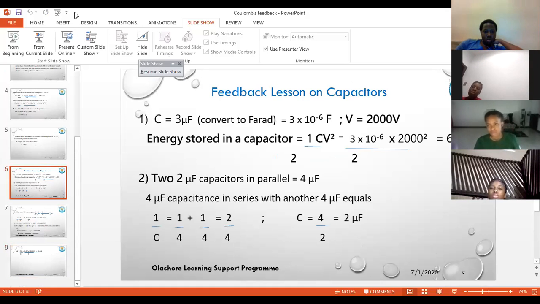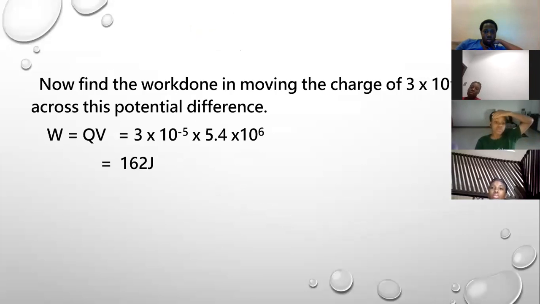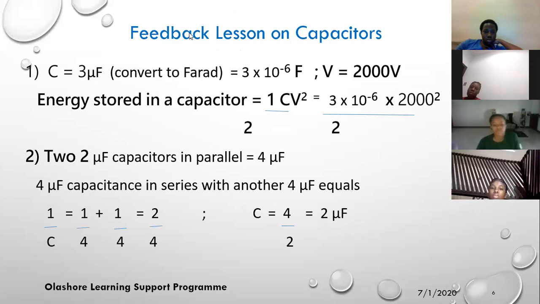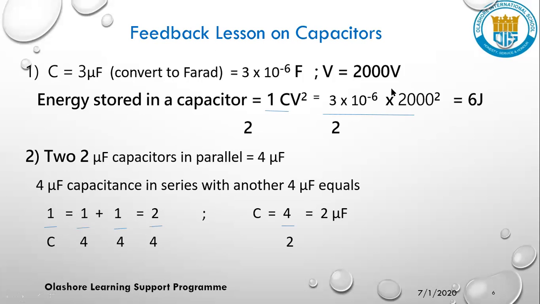We also had some work to do there. We were asked to find energy stored in a capacitor in the first instance. That's the first thing we were asked to find, energy stored in a capacitor. As I explained in the note, energy stored in a capacitor has different formulas based on what you are given. It could be half QV, it could be half CV squared, and it could be Q squared over 2C, whichever you are given. So in the question, we were given the capacitance and then the voltage.